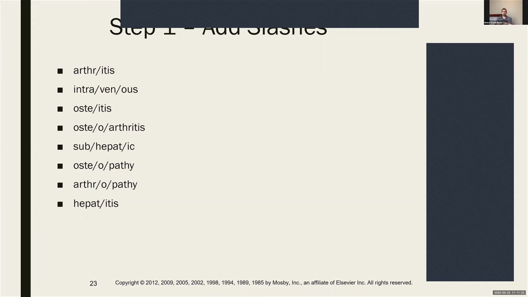But in most cases, if you put a slash before and after the O, that's going to separate either your suffix from your word root or your prefix from your word root. So that's a nice key to figuring that out.